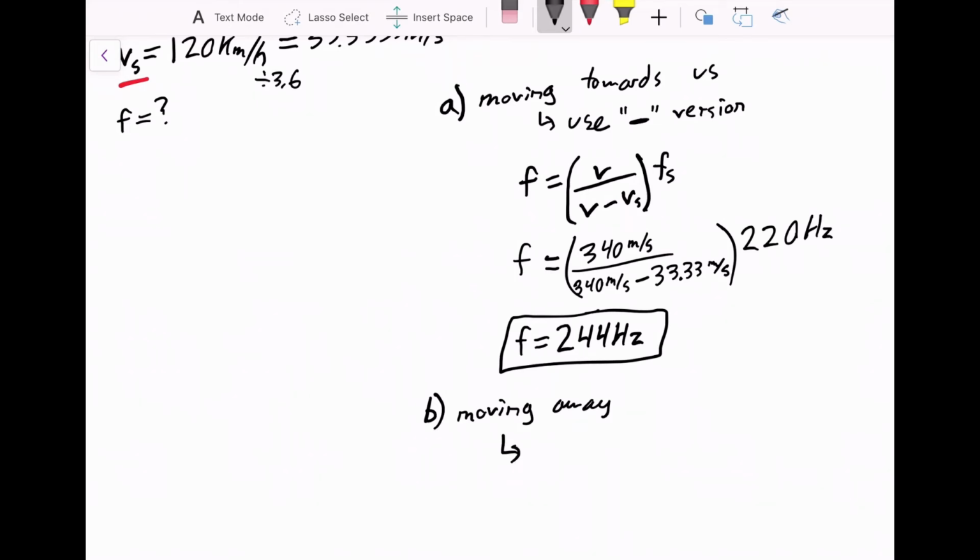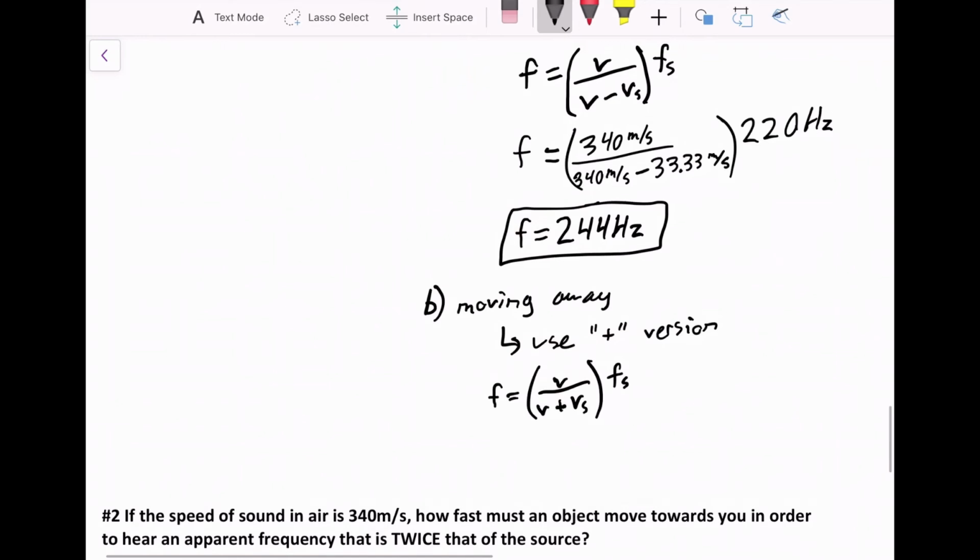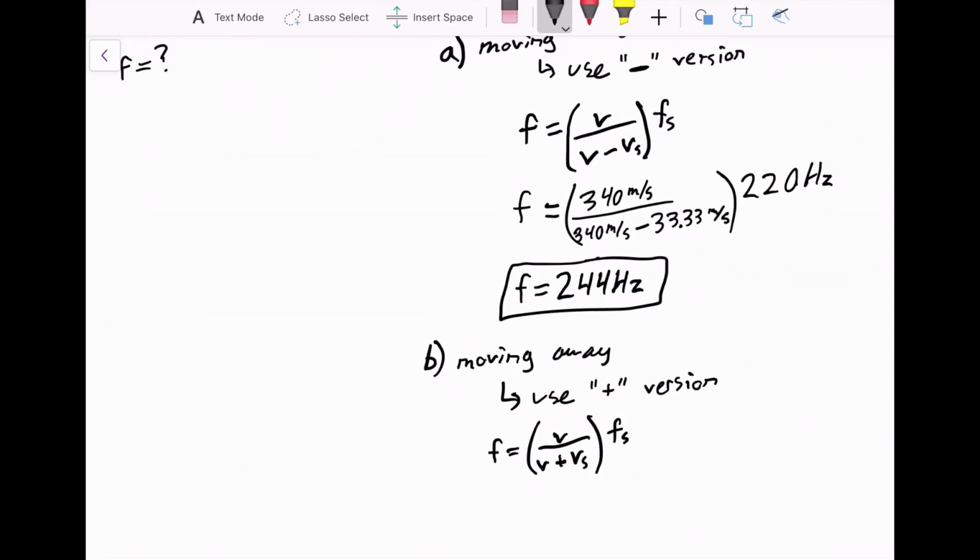That means we use the positive version, the plus sign version. So the frequency is going to be equal to, again, speed of sound divided by speed of sound, but this time we're adding the speed of the source multiplied by the frequency of the source. It's a little bit confusing here sometimes because S could conceivably in your mind stand for either sound or source, but in this case it always stands for source.